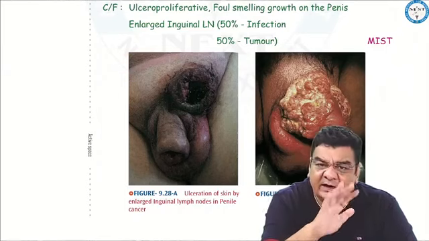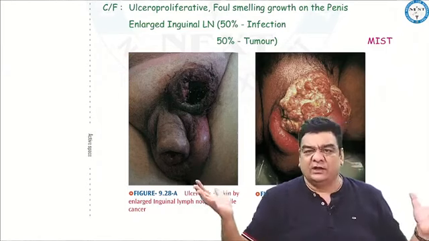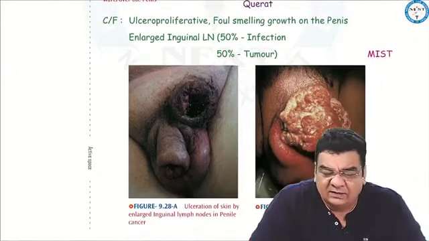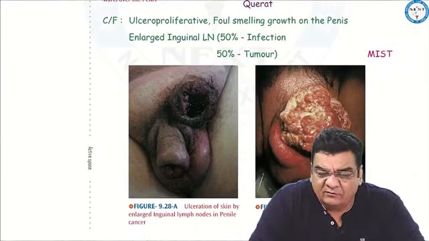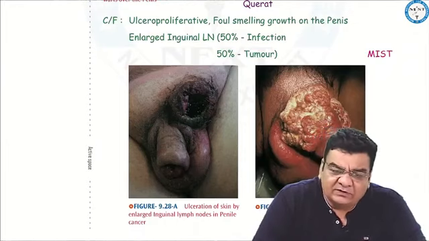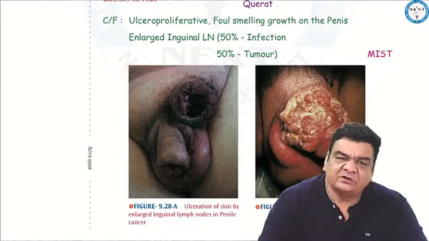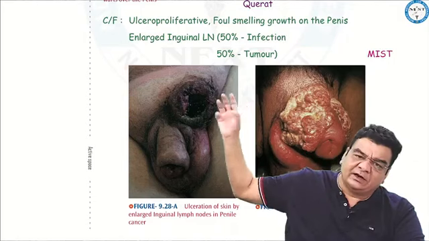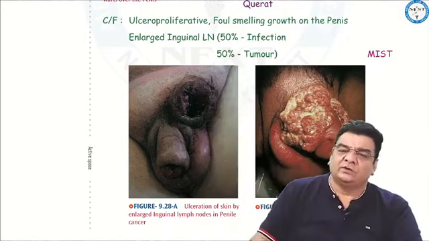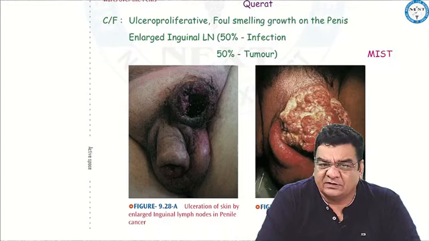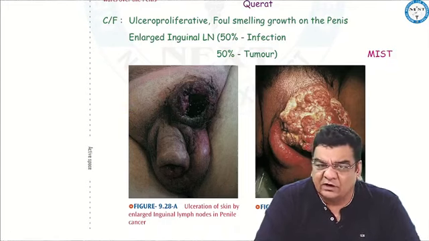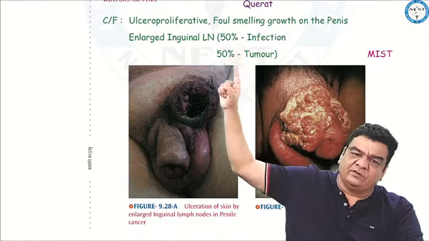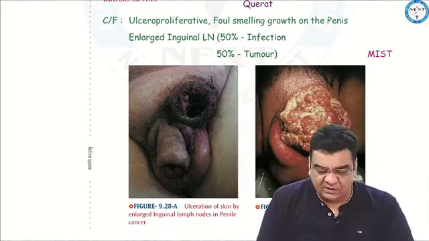It's so foul smelling. Any cancer which is exposed outside is usually invaded by bacteria, and there is a foul-smelling discharge or maybe foul-smelling growth. Obviously, because of bacterial infection, there will be chances of involvement of the inguinal lymph nodes, and not only bacterial infection, but even the cancer cells can go into the inguinal lymph nodes. So the patient can present with enlarged inguinal lymph nodes. 50% of the times these lymph nodes enlarge because of infection, and 50% of the times they enlarge because of tumor.